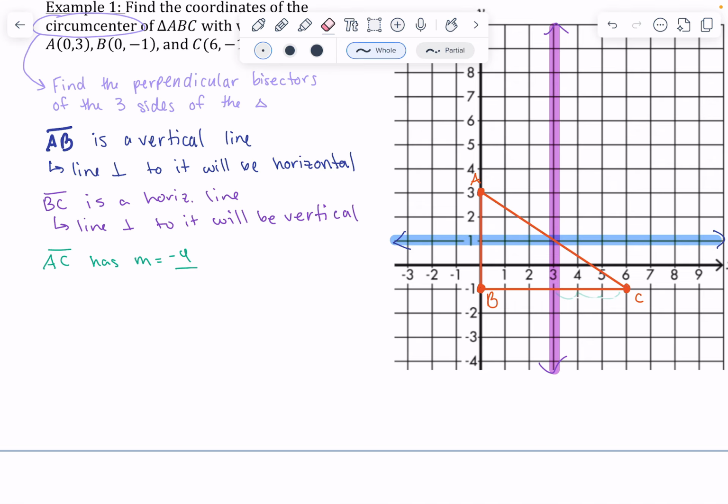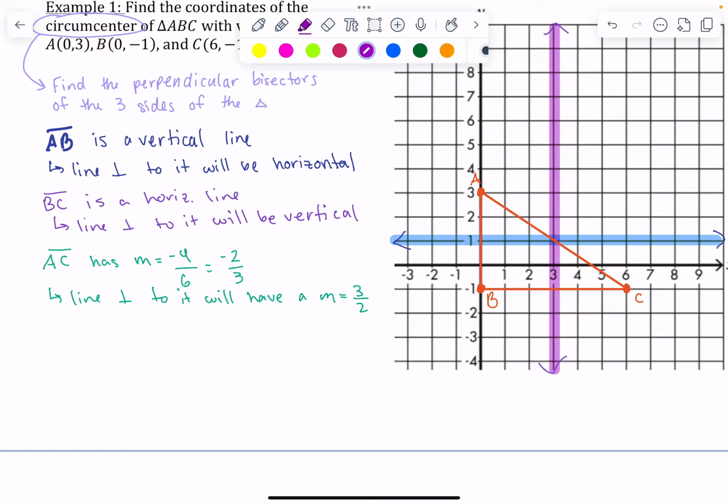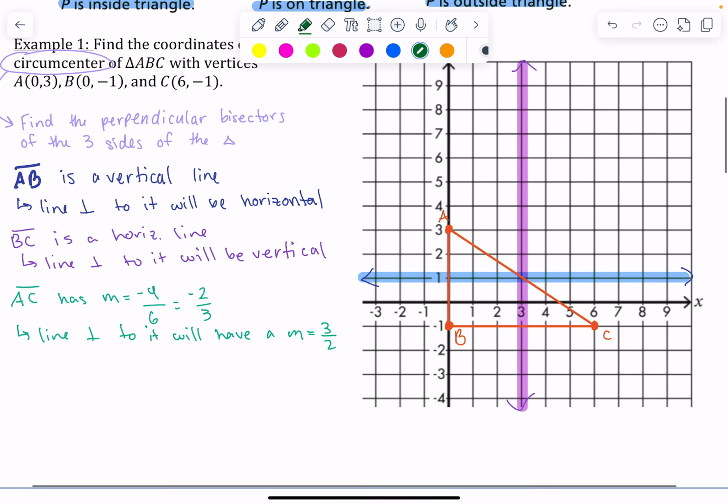Simplify that, and that's negative 2/3. Okay, so the line perpendicular to it will have a slope of positive 3/2. Okay, so I'm going to start at a point A, and I'm going to go up 3. So 1, 2, 3, and right 2. 1, 2.